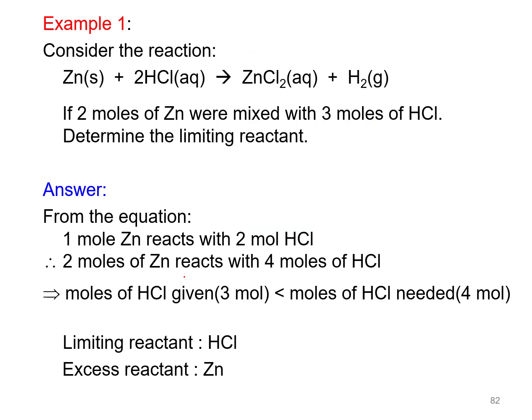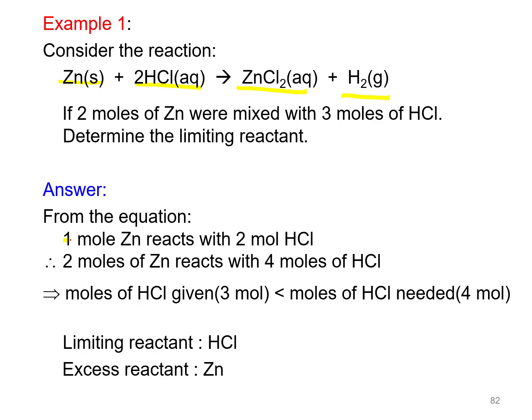Okay, let us consider this example. If we have solid zinc reacting with HCl, we produce zinc chloride and H2 gas. If 2 moles of zinc are mixed with 3 moles of HCl, determine the limiting reactant. So how are we going to answer this one?